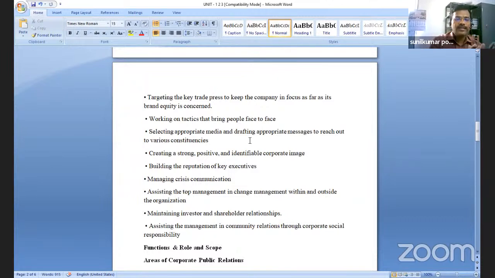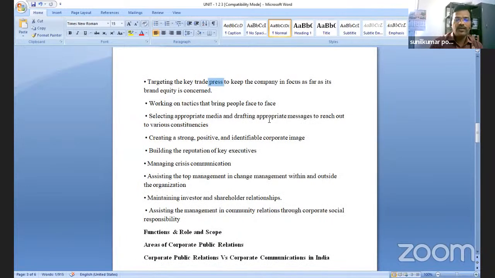Here we are discussing the media, how to do media relations, how to maintain the media relations. Press means another word for media: electronic and print media, all of this comes under the press. Creating a strong, positive, and indefinable corporate image. Next one is building the reputation of key executives.